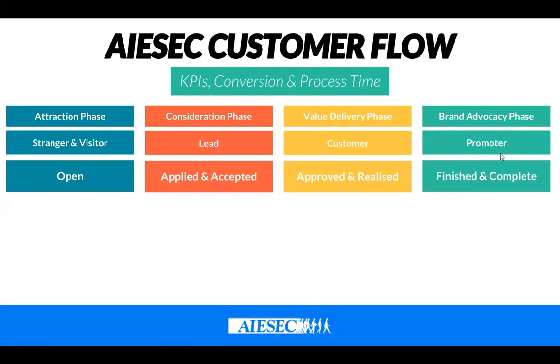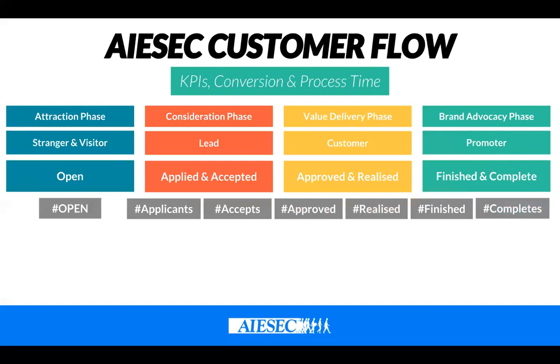Yeah. So when it does come to the customer flow and the different customer profiles and phases, there are key performance indicators, conversions, and process times which are seen throughout each stage. The key performance indicator at the attraction phase is the number of opens that we generate. This is something marketing works heavily on, and OGX supports marketing in this area. In the consideration phase, the KPIs are applicants and accepts.